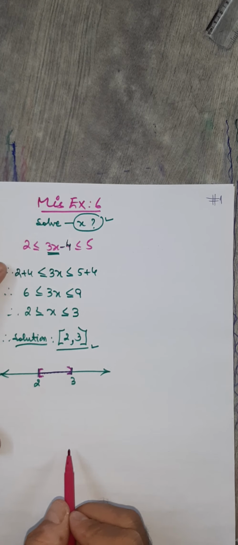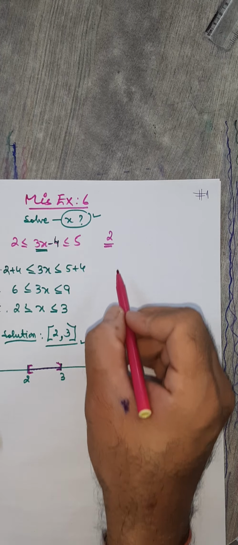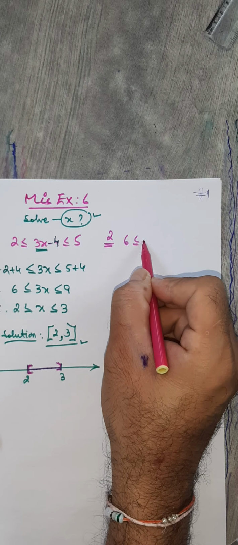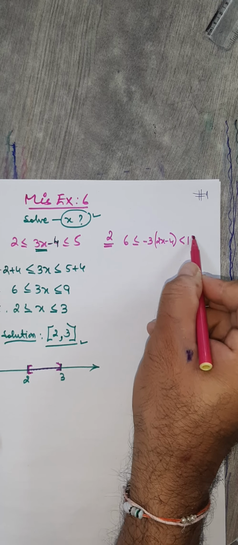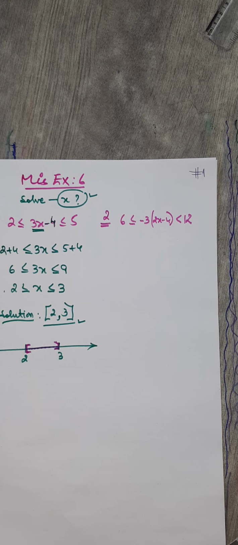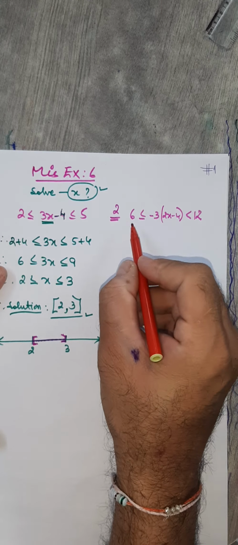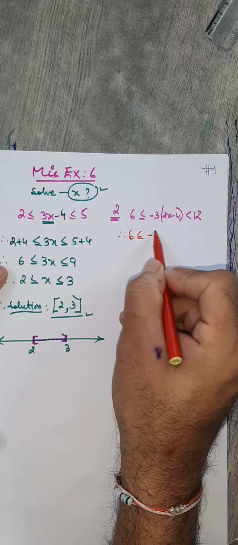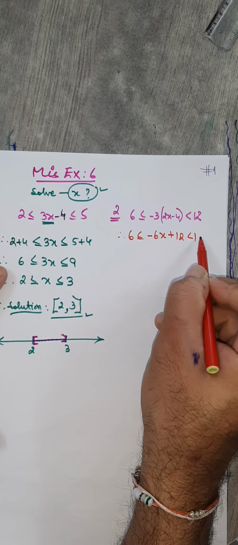Question number 2, second question. There you have 6 less than or equal to 3 minus 3 inside the bracket 2x minus 4 less than 12. Solution means what? Get x. So we just make x as one term in the middle expression, remember. Okay, so what we do, I'll just simplify this here. So 6 less than or equal to minus 6x plus 12 less than 12.